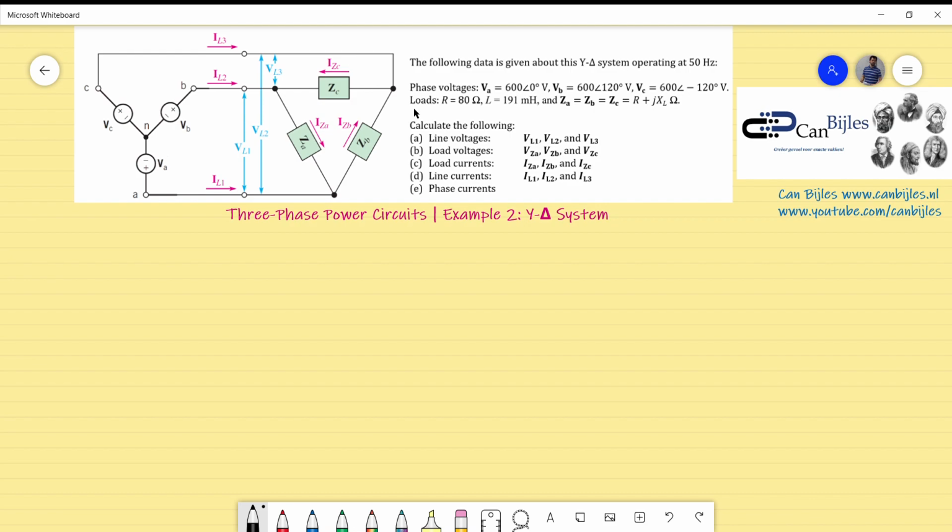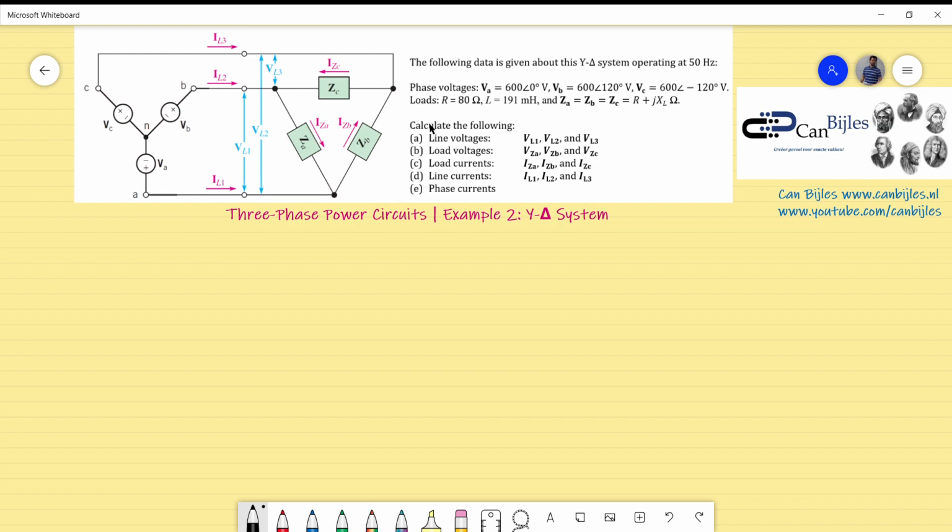And the loads are all the same, so ZA, ZB, and ZC are all the same, actually shown here. It's a series combination of a resistor and the reactance of an inductor. So we have a resistance of 80 ohms, and we have an inductor of 191 millihenries. Okay, those are the givens.